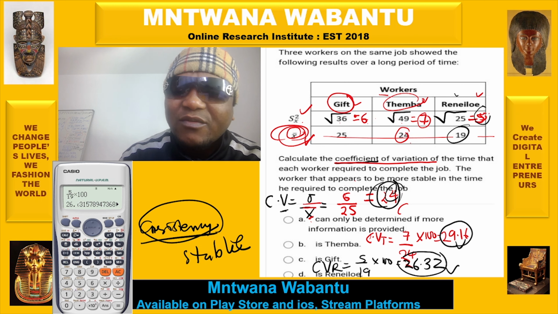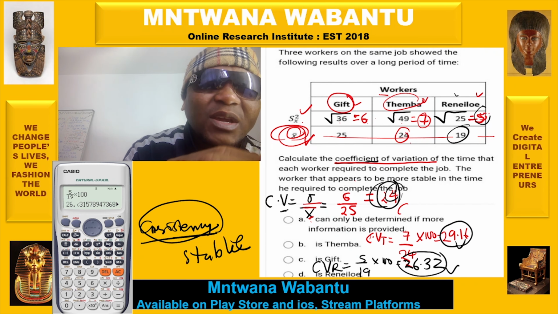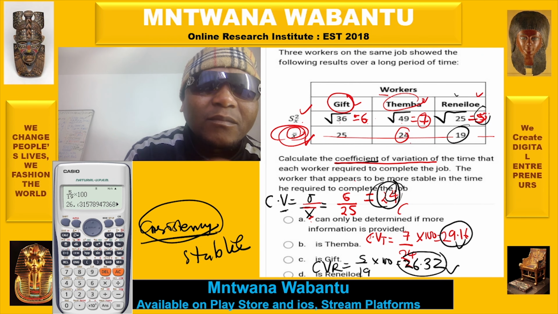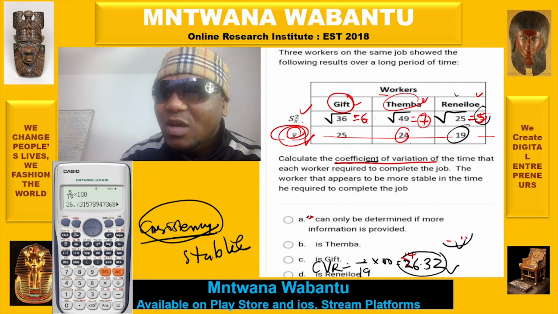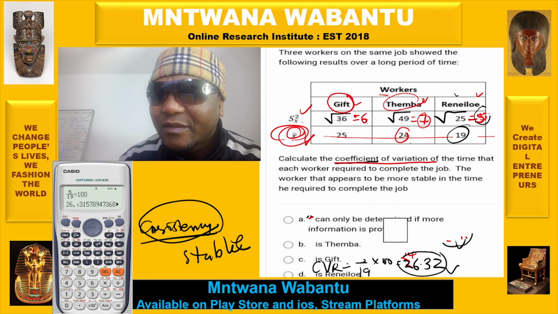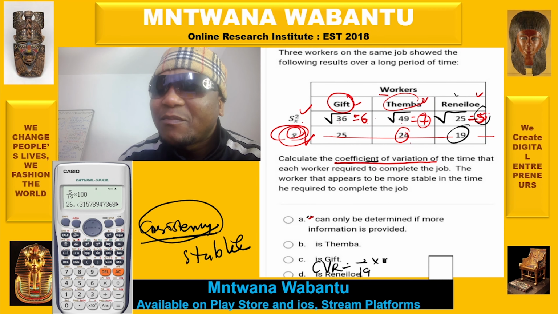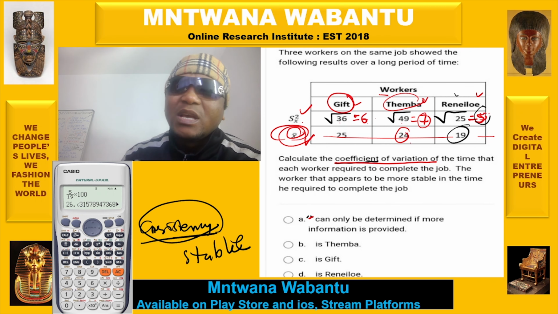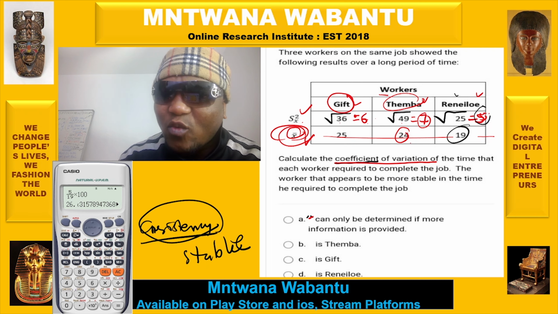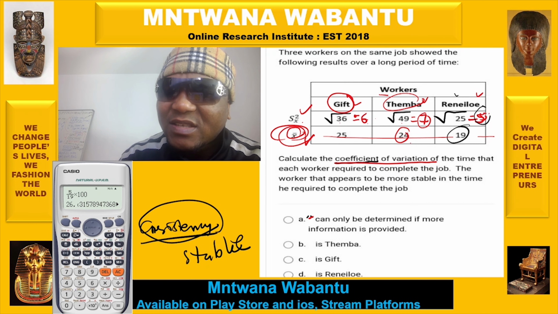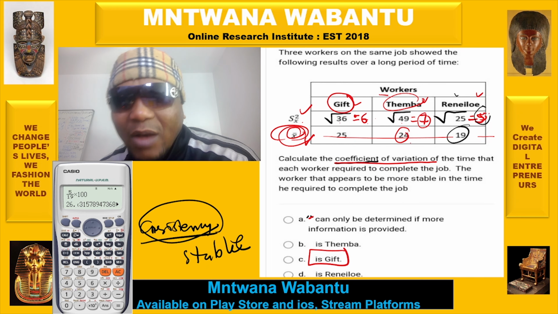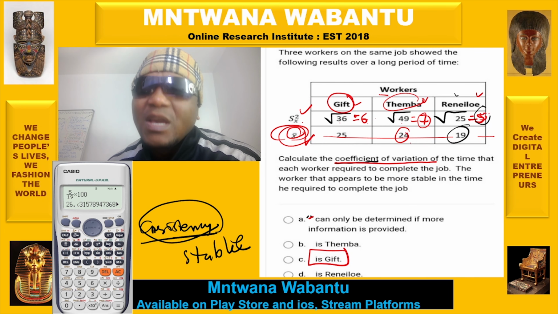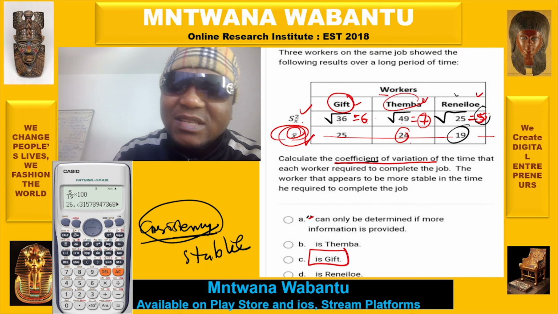So, according to the question right here, you can look carefully. Let's go to the question here. We know the biggest one is the timber, but we don't need the biggest one, we need the one that's stable. So the most stable one is the smallest one, which is the GIFT, 24 point something. So that's the most stable one.